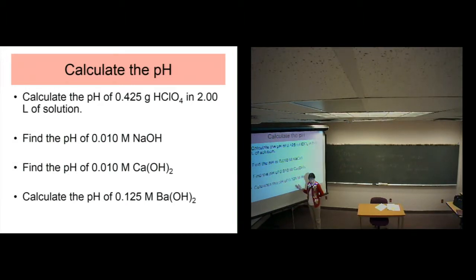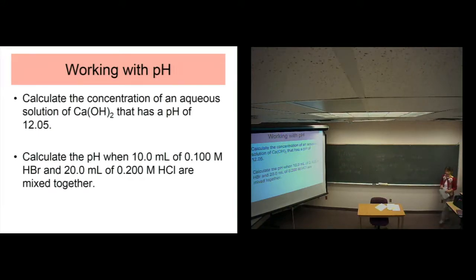Okay, how about you do that one backwards? This time you're given a pH of 12.05. That's pH. You got to pay attention. That's not pOH. That's pH. And let's work it backwards to get the calcium hydroxide concentration.